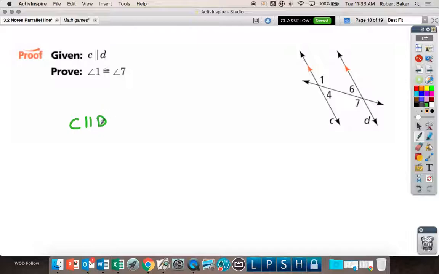C is parallel to D, given. Angle 1 is congruent to angle 7. Why? Because they're alternate interior. So from now on, you can use that. You're welcome. If they're alternate interior angles, where are they? Congruent if the lines are parallel.